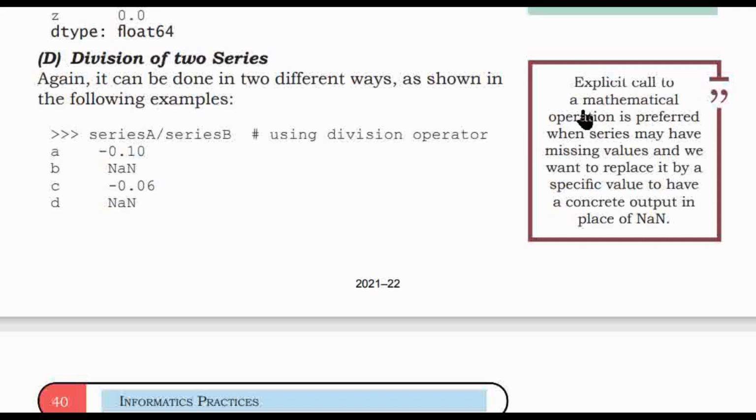Explicit call to a mathematical operation is preferred when series may have missing values and we want to replace them by specific values to have a concrete output in place of NaN.